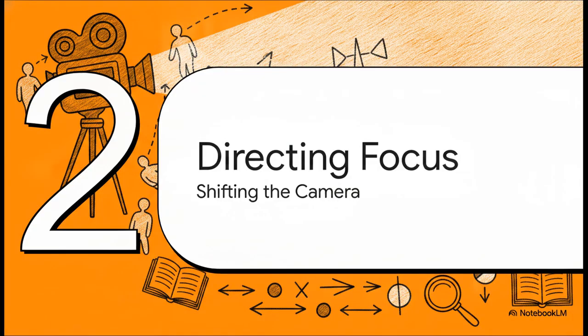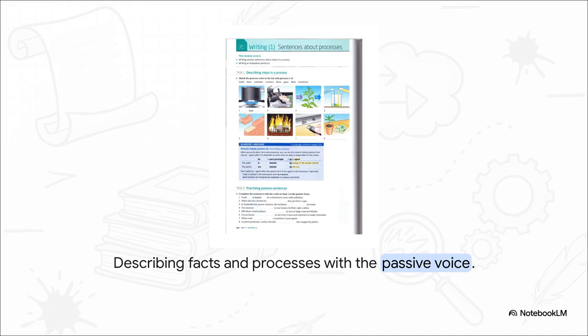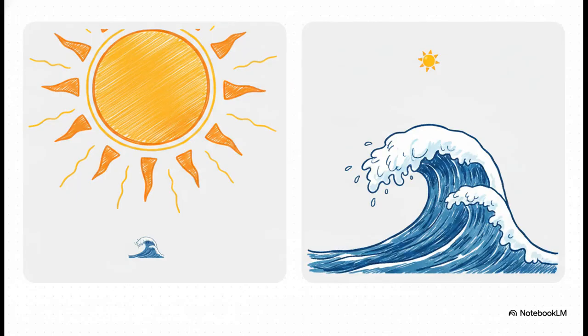Section 2. Directing the reader's focus. Now, this camera shift isn't just a neat little party trick. It's deliberately used in academic texts to direct the reader's focus exactly where the author wants it. Notice how the present simple passive is used when describing facts and processes. When you're explaining a scientific process, who is doing the action usually doesn't matter at all. The passive voice allows the writer to emphasize the action itself or the materials that are actually undergoing the change. Take a super simple sentence. The sun heats water versus water is heated by the sun.